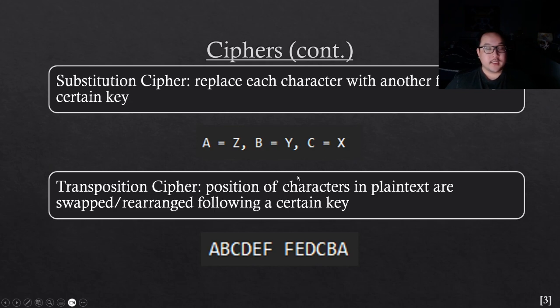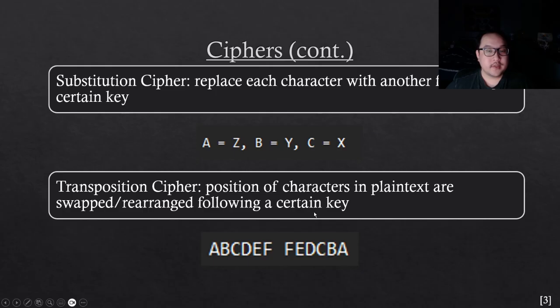Here are some examples of ciphers: substitution cipher and transposition cipher. These are considered historic ciphers as they are no longer secure. So substitution ciphers replace each character with another following a certain key. I provided a simple example right here. As you can see, A is equal to Z, B is equal to Y, C is equal to X, and so on.